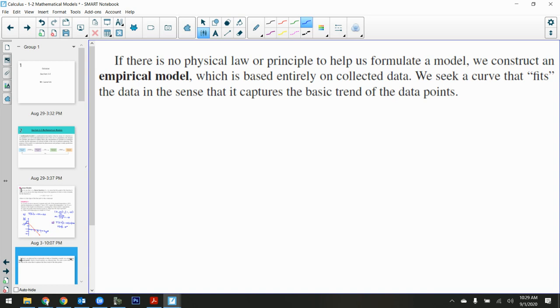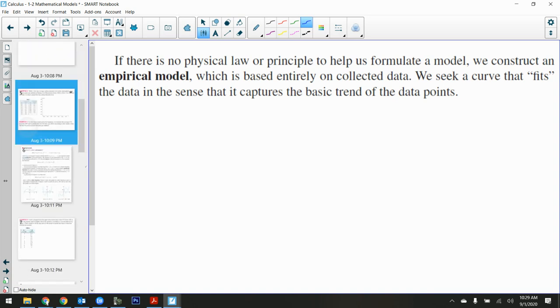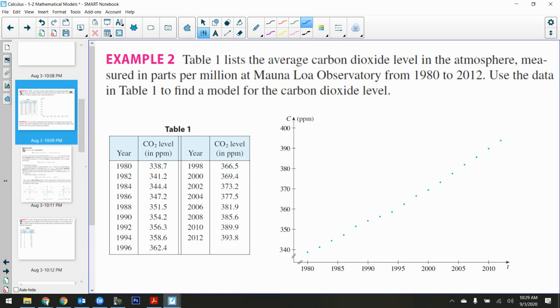You seek a curve that best fits the data in the sense that it captures the basic trend of the data points. Okay, you're looking for a trend line here. All right, so let's think back all the way to Algebra 2. Table 1 lists the average carbon dioxide level in the atmosphere measured in parts per million at Mauna Loa Observatory from 1980 to 2012. Use the data in Table 1 to find a model for the carbon dioxide level. Okay, so let's get out our calculators and do that.